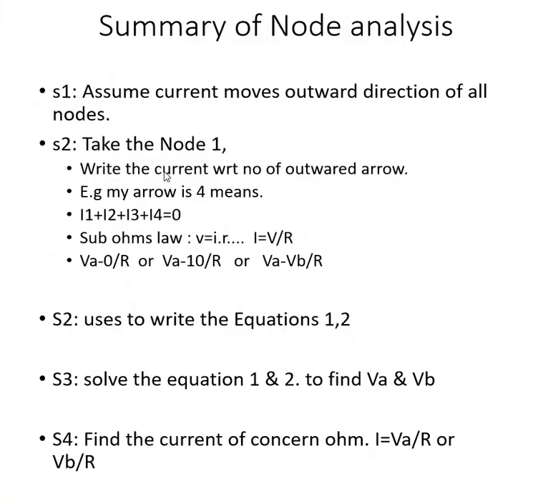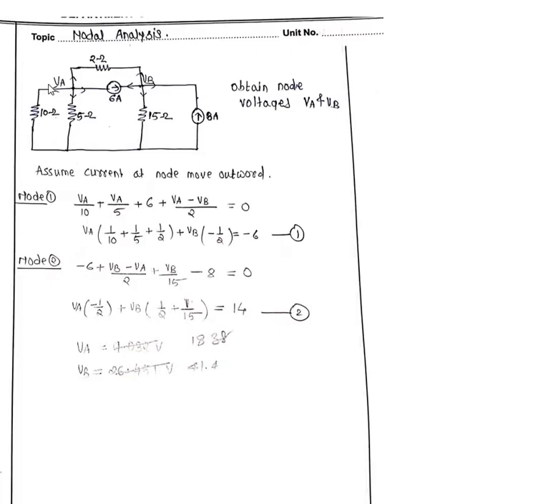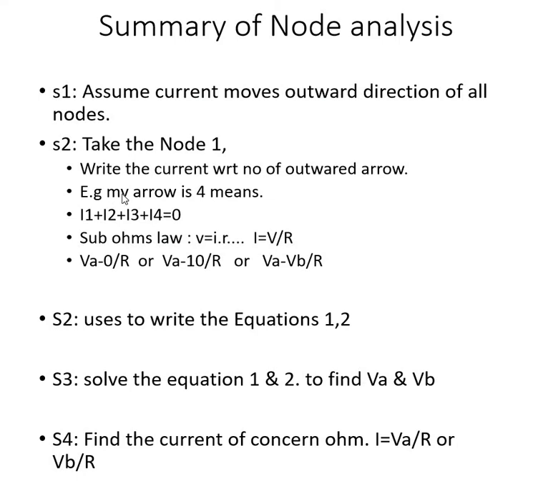After that, write the current with respect to the number of outward arrows. How many outward arrows? 1, 2, 3, 4 arrows. So write the current I1 plus I2 plus I3 plus I4. Why I1 plus I2 plus I3 plus I4? Because my assumption is common, all four sides are arrows. So my arrows are 4, meaning I1 plus I2 plus I3 plus I4 is equal to 0.